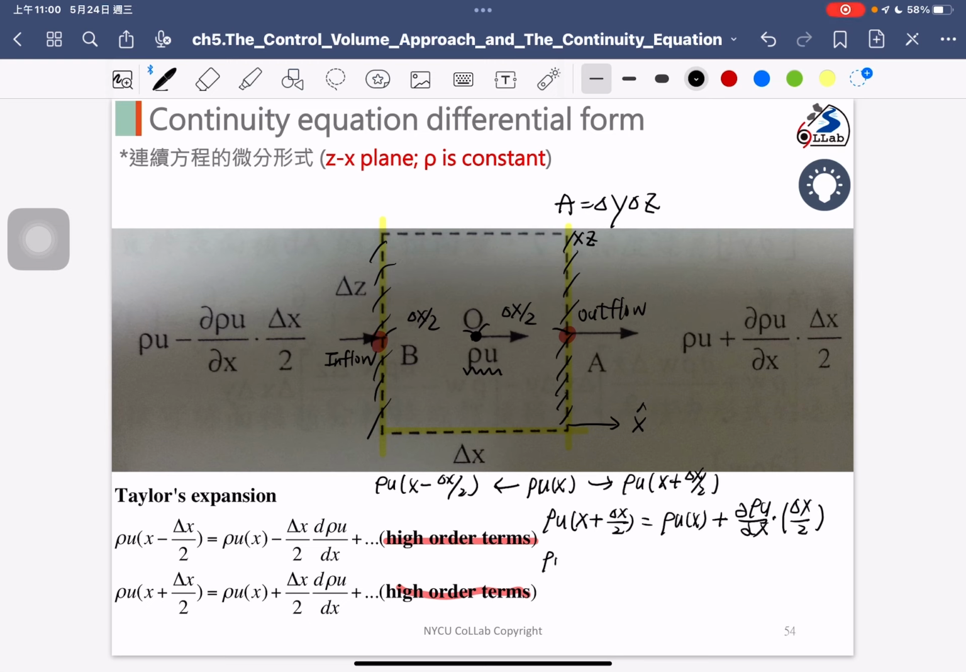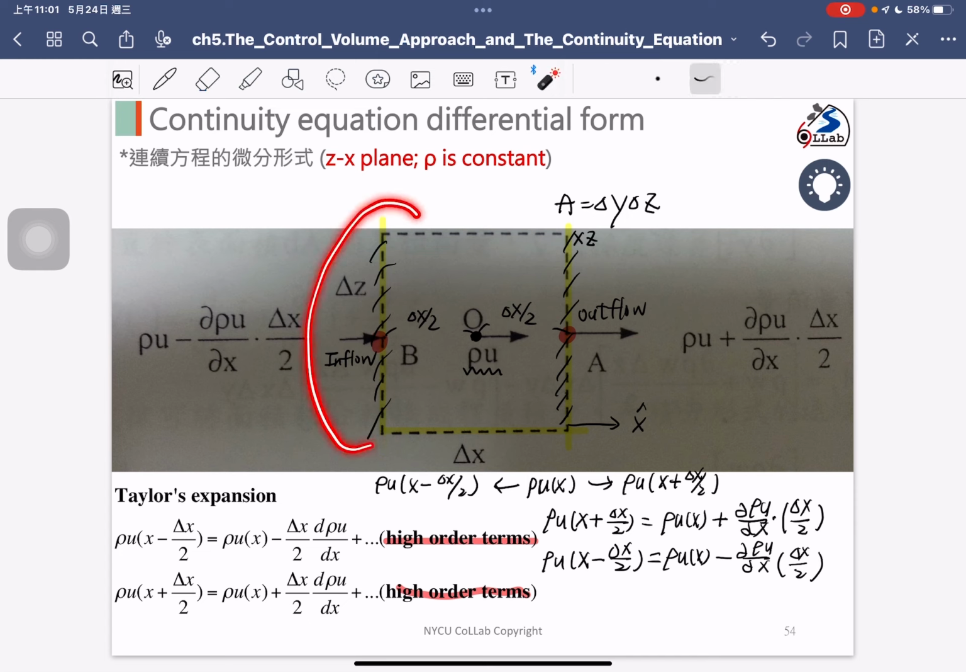With a similar idea, how can we predict ρu if the location changes to x minus Δx/2? Again, we have ρu at x, but with a minus, and ∂(ρu)/∂x times Δx/2. So we can predict the velocity on the right-hand side, the outflow cross-section area, and the velocity on the left-hand side, the inflow cross-section area.